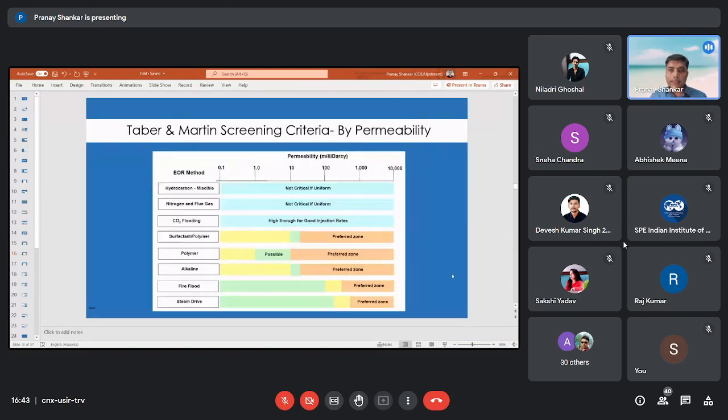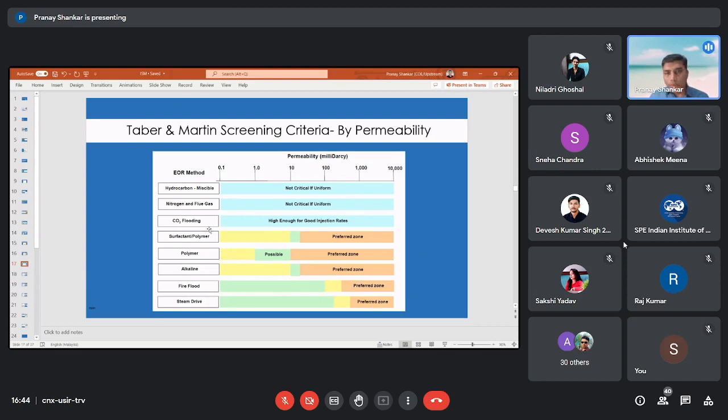Similarly, the next criteria is permeability. For gas EOR, permeability is not a constraint at all. Even more than 1 millidarcy is good enough for gas EOR. But for chemical EOR, you require a permeability definitely more than 10 millidarcy, but in the range of hundreds. So between 100 and 1,000, you can go for chemical EOR. And for thermal, it has to be more than 1,000.